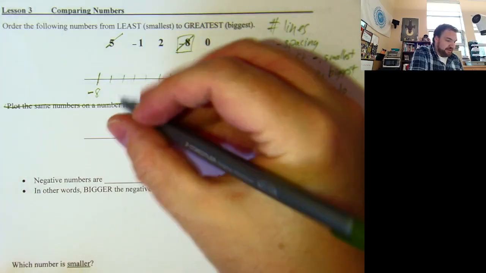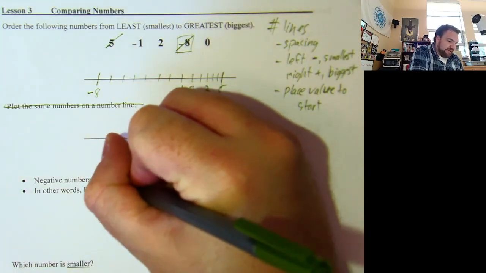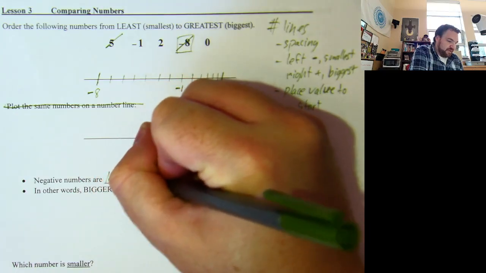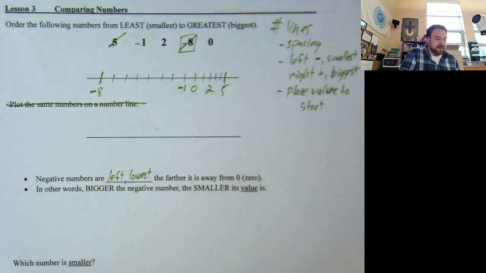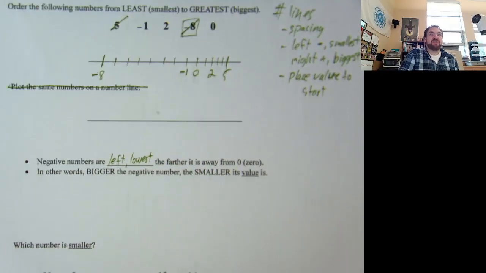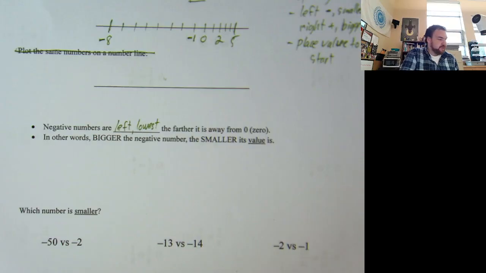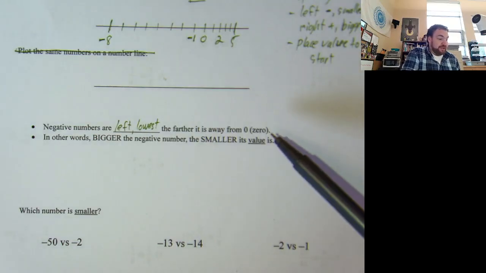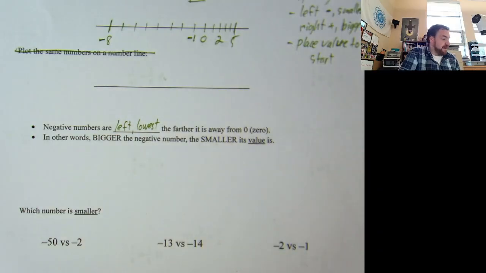Negative numbers are left, lowest, whatever language you want to use for that. Negative numbers are left and lowest the farther they are away from 0. Yes, they look like they're getting larger. Like you've got -50. It feels like a really big number. But the more negative you are, the smaller that value actually is, or the further that value is away from 0. So that's what that piece is talking about in there. In other words, the bigger the negative number, the smaller its value is. So that's part of this.